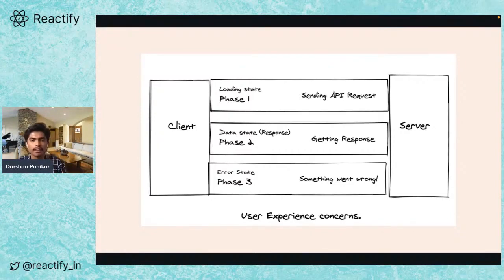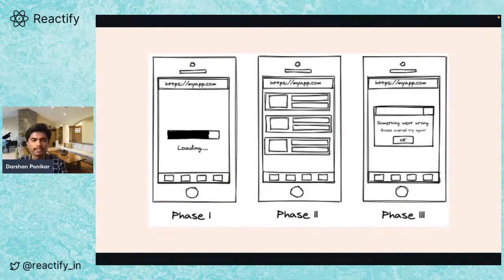If I zoom in on this diagram, you will see that this is something that we need to deal with. In phase one, some loaders, it can be anything, it depends on your UI designer. In phase two, we are just fetching some to-do list. And in phase three, if somehow something went wrong, just show the error message. So this is something that we need to deal with, and this is a very obvious thing.